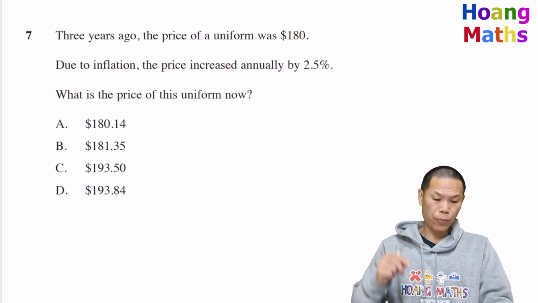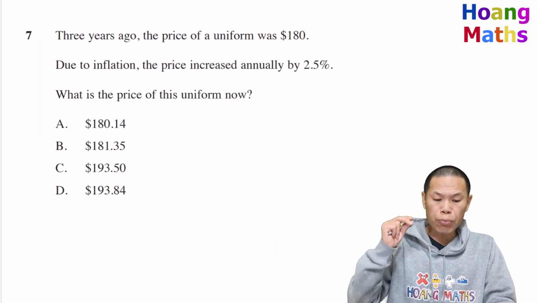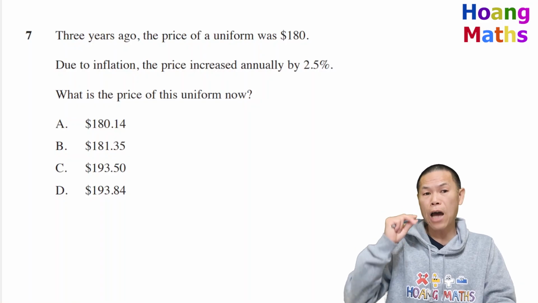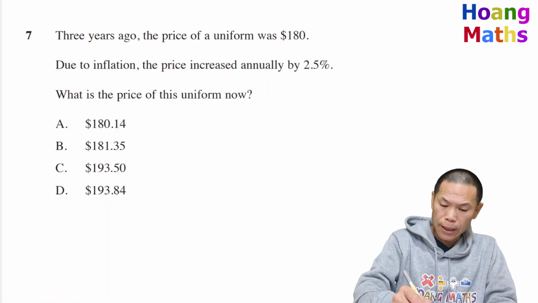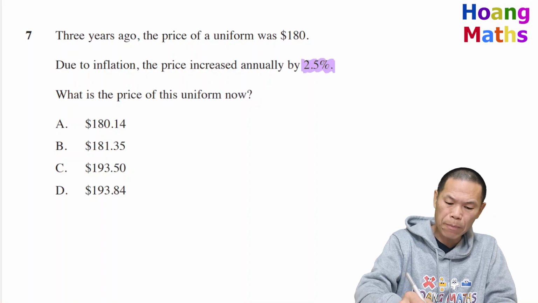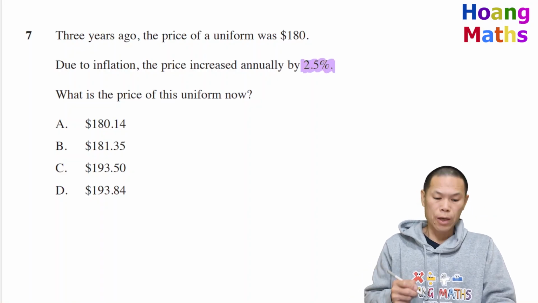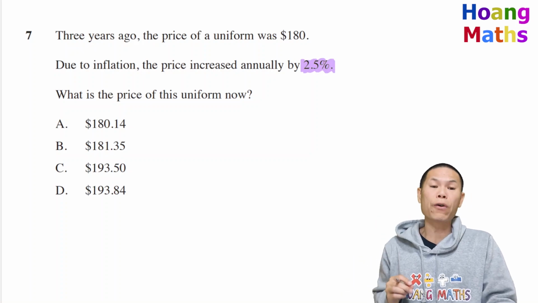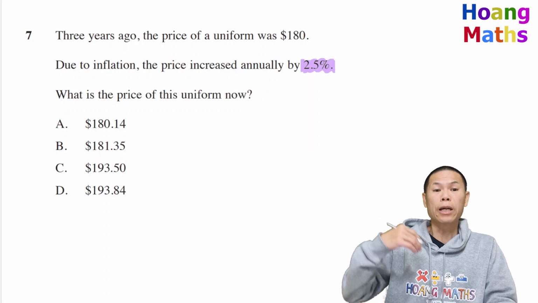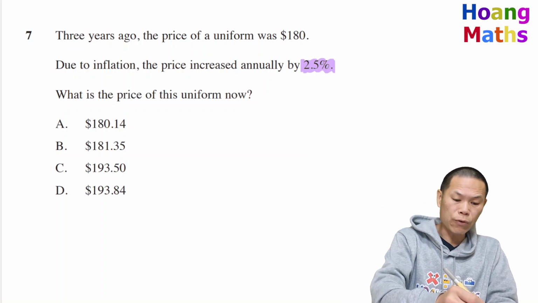Question number 7. 3 years ago, the price of a uniform was $180. And we know that the inflation rate is 2.5% per annum. And we need to work out the price of the uniform now. So in other words, it is future value if you wish.